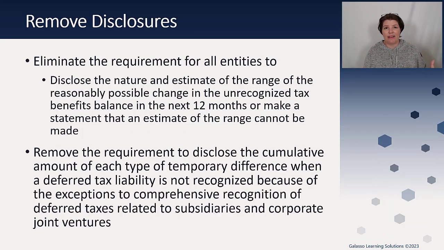However, while this is a lot of obviously information around new disclosures, they do remove two existing disclosures. They eliminate the requirement that all entities currently have to disclose the nature and estimate of the range of the reasonably possible change in the unrecognized tax benefits for the next 12 months. Again, that is a very forward-looking concept, as they also remove the requirement to disclose the cumulative amount of each type of temporary difference when a deferred tax liability is not recognized. And there are exceptions to why we don't recognize them. In this scenario, it's related to corporate joint ventures and subsidiaries. So again, these are current disclosures that are being removed, and obviously a better disaggregation is taking place.